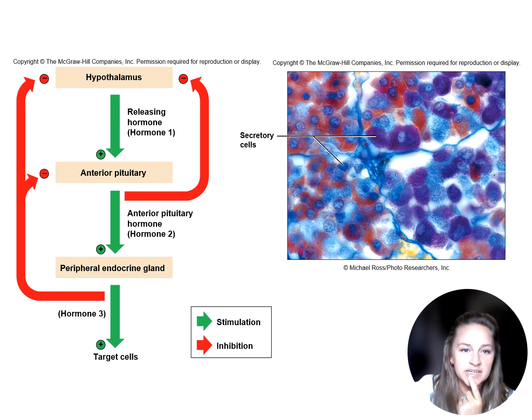So you'll see here lots of examples of negative feedback inhibition, where the green arrows are indicating something being stimulated and the red arrows are representing something being inhibited. So more feedback inhibition.